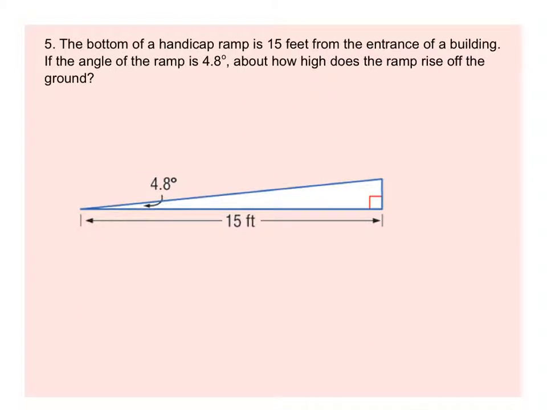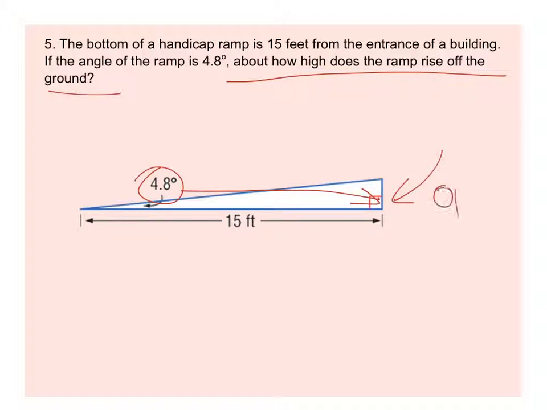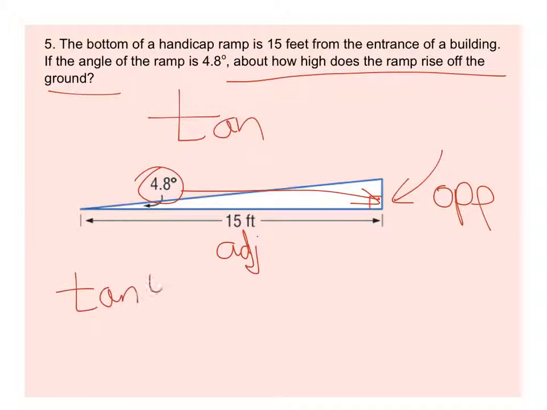Now, the bottom of a handicap ramp is 15 feet from the entrance of a building. The angle of the ramp is 4.8 degrees. About how high does the ramp rise off the ground? So we're looking for this side right here. So 4.8 degrees, this would be opposite. This would be adjacent, which means I want to use tangent. So the tangent of 4.8 equals the opposite, which I'll just call x over 15.